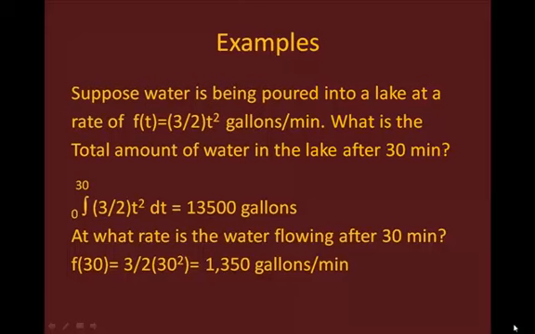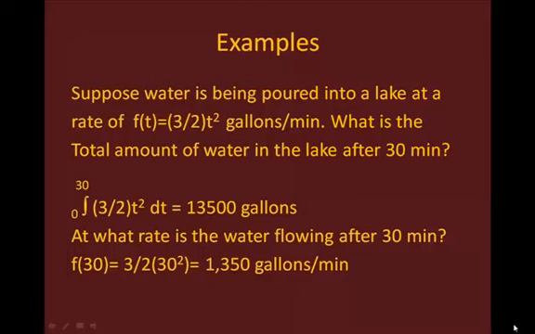Let's look at how we apply this. Suppose water is being poured into a lake at a rate of f of t equals 3/2 t squared gallons per minute. What is the total amount of water in the lake after 30 minutes? Well, we want to integrate over all 30 minutes, so those are going to be our bounds. We're going from 0 to 30. We'll be integrating our rate, which is 3/2 t squared, and we know to integrate because it's asking for the total amount of water. So that's the original function, is the total amount of water, and we're integrating the rate.